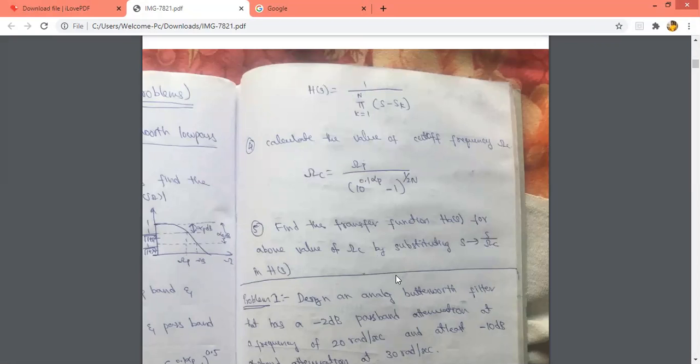Okay, these are the steps. What is our first step? Find out.